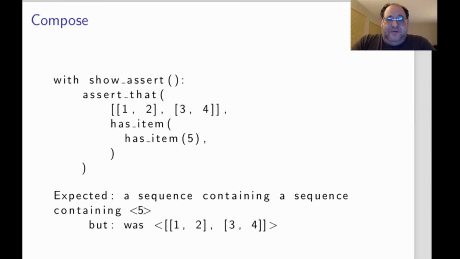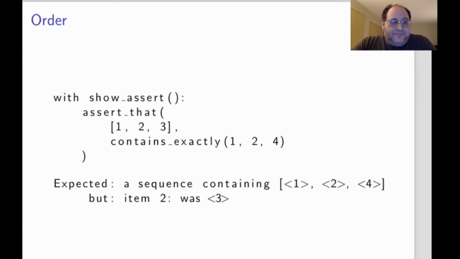Now, the things are composable. So I can say that this sequence, which is a sequence of sequences, has an item that has an item 5. And Hamcrest correctly says, I expected a sequence containing 5, and you gave me sequences that all do not have 5. So this does not pass muster. You can also say exactly what things there are. For example, I expected a sequence containing 1, 2, and 4, but item 2 was 3. It tells you exactly which thing went wrong.